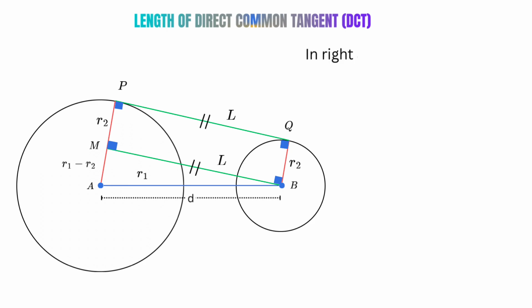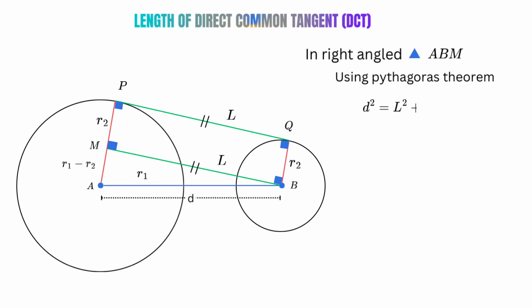Now in right-angled triangle ABM, using Pythagoras theorem, D squared is equal to L squared plus (R1 minus R2) whole squared. Which implies L equals the square root of D squared minus (R1 minus R2) whole squared, which is the length of the direct common tangent of the given circles.